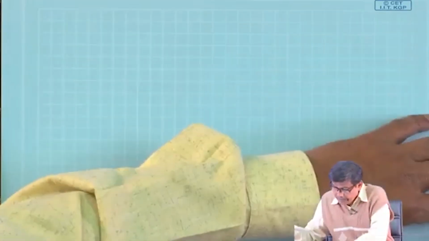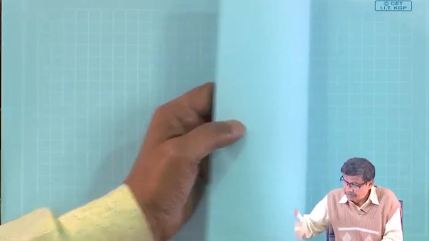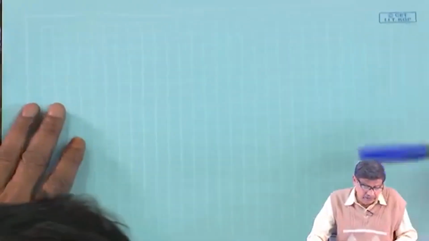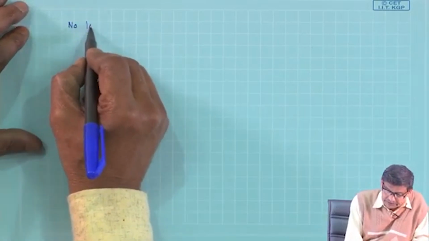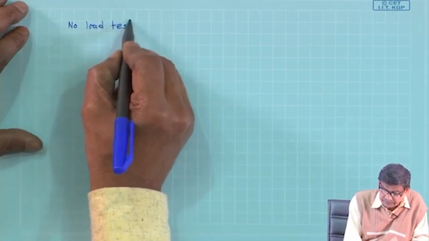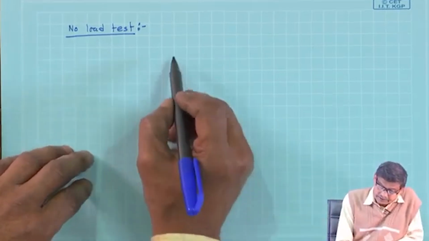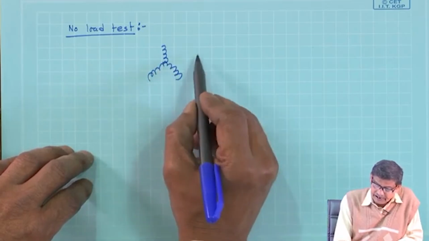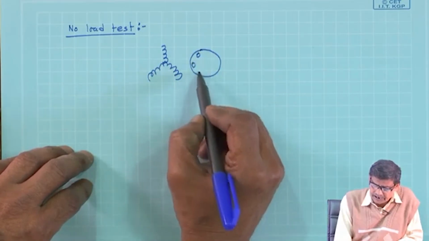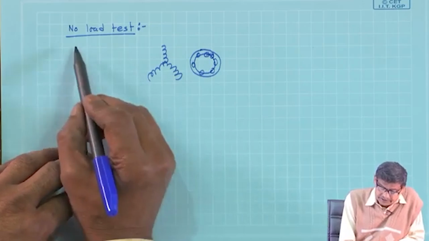Then I come to the test. The tests are, as I told you, the no load test and the block rotor test. In an induction motor, what is the no load test? First let us come to the no load test. In the no load test, suppose this is the motor, let us assume it to be star connected, and the rotor may be cage or wound rotor, suppose cage. This is the rotor, here is your supply.